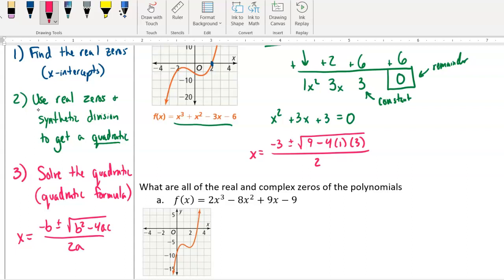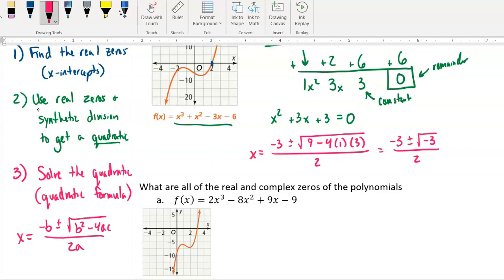All right, so let's find the discriminant. Remember, the discriminant is the piece that's inside the radical here. And so 9 minus 4 times 1 times 3. Just type that in on your calculator. When you type that in on your calculator, we get negative 3 as your answer.